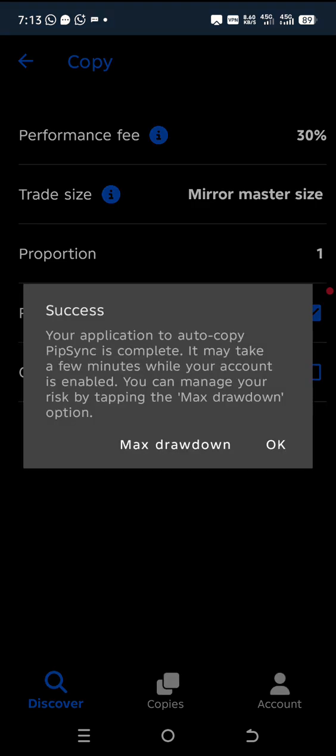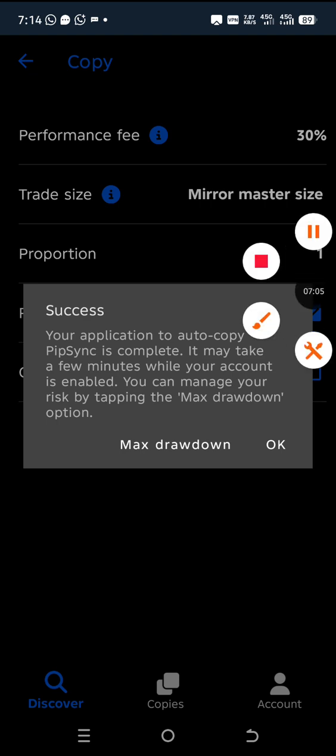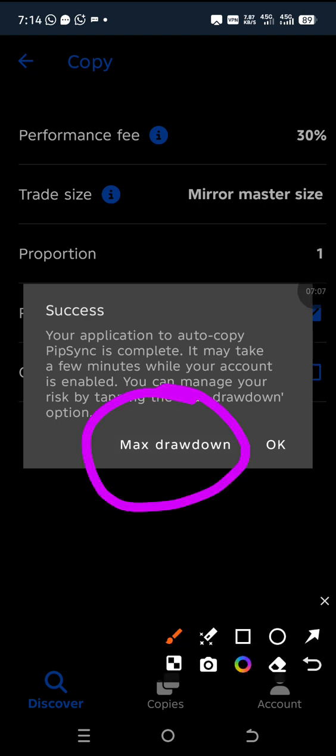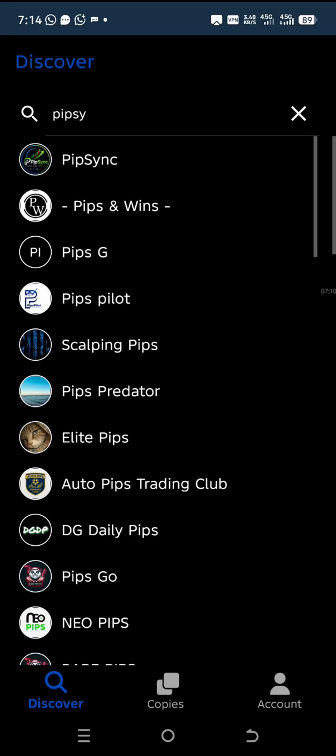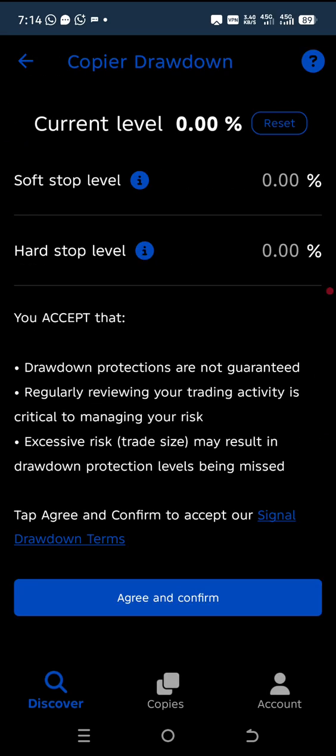Then another thing you want to do here is the max drawdown. So max drawdown, you want to do the soft and the hard. The max drawdown soft simply means when it gets to a particular percentage, you want to accept your loss, but it will continue to trade whenever this guy trades again. It will continue his trade whenever it trades again.